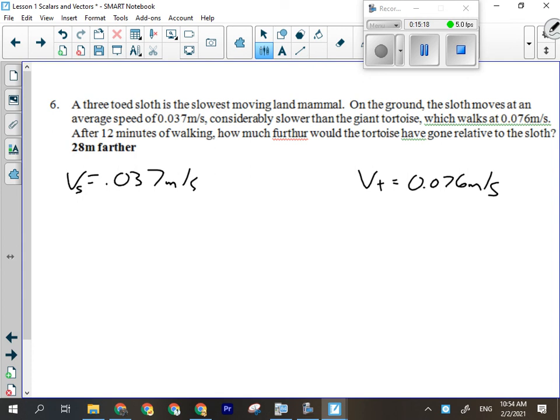How much further will the tortoise have gone relative to the sloth after 12 minutes? Okay, so the trick with this question is, I'm given time in minutes, but here I'm given velocity in meters per second, and I gotta make my units match.